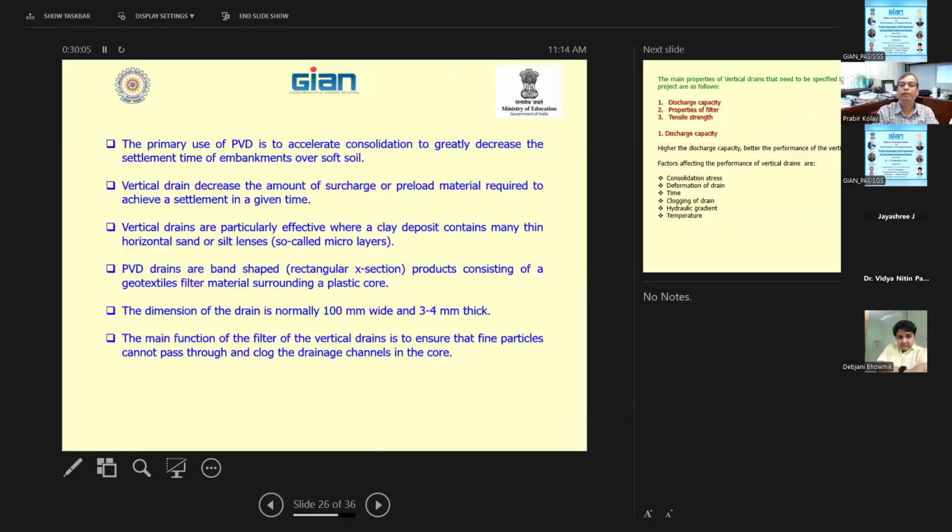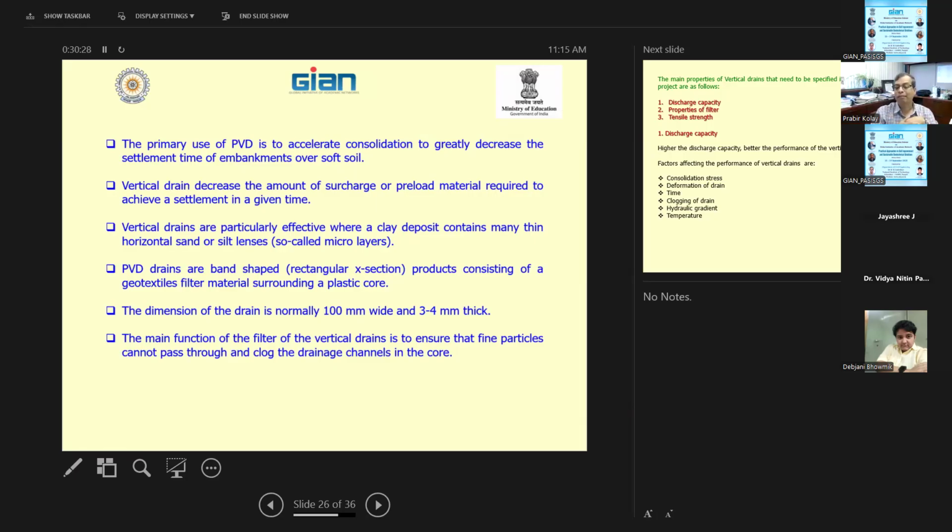The primary use of PVD, again the same thing, is to accelerate the consolidation to greatly decrease the settlement time of the embankment. Vertical drains decrease the amount of surcharge and preloading required to achieve the settlement. Vertical drains are also particularly effective when the clay deposit contains many thin horizontal sand and silt seam lenses.